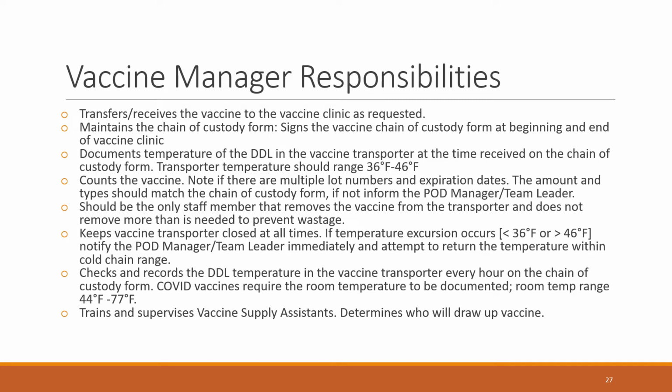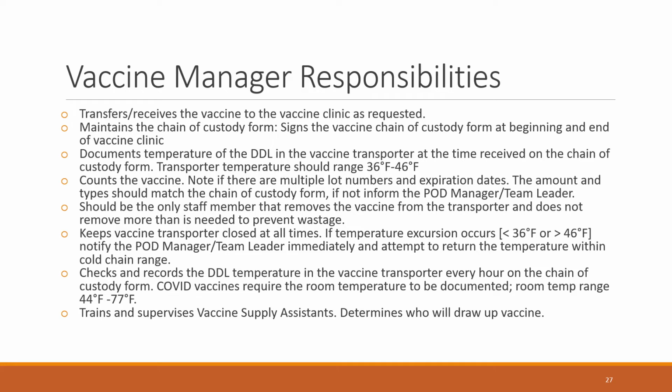If a temperature excursion occurs, which would be under 36 degrees Fahrenheit or over 46 degrees Fahrenheit, you notify the pod manager and the team leader immediately, and attempt to return the temperature back to the cold chain range. You check and record the DDL temperature in the vaccine transporter every hour on the chain of custody form.